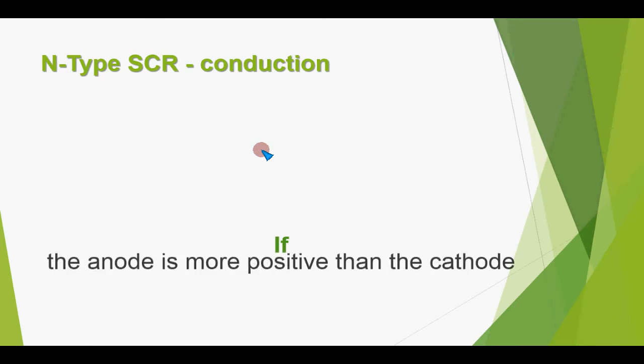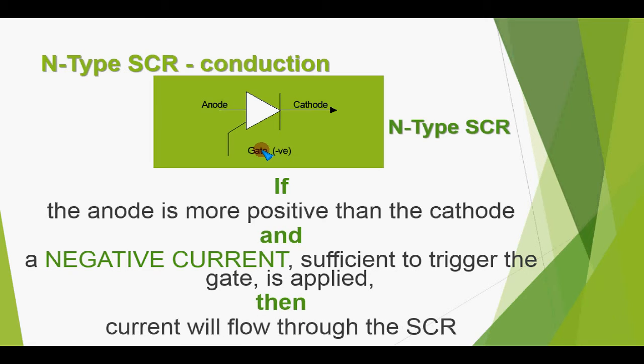And then comes the next, the N-type SCR. Here you can see its configuration. If the anode is more positive than the cathode, and a negative current sufficient to trigger the gate is applied, then the current will go through the SCR.